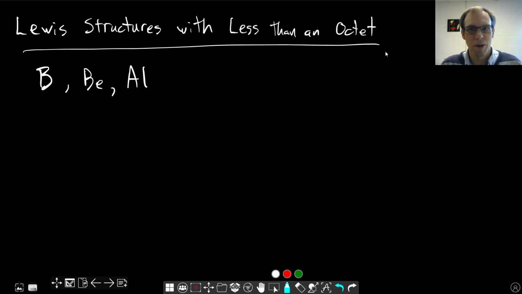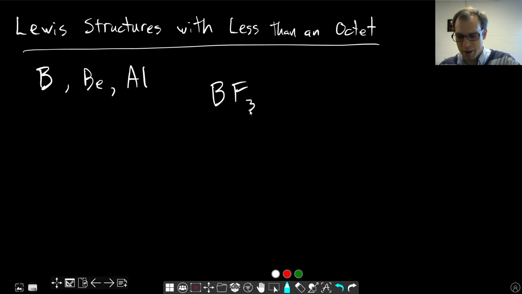Let's go through an example of a Lewis structure. One compound that can form, again in combination with a very electronegative element, is BF3. This is a molecular compound that can form between boron and fluorine. Let's go ahead and draw the Lewis structure of this.